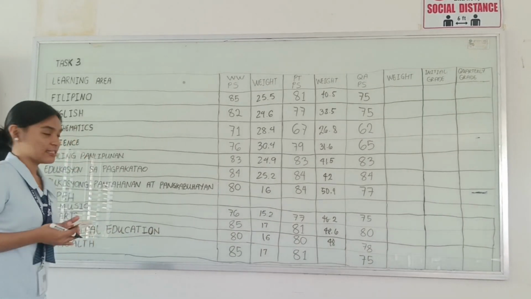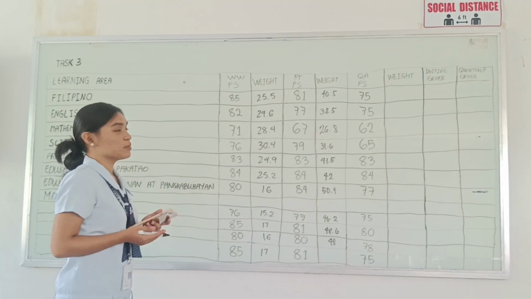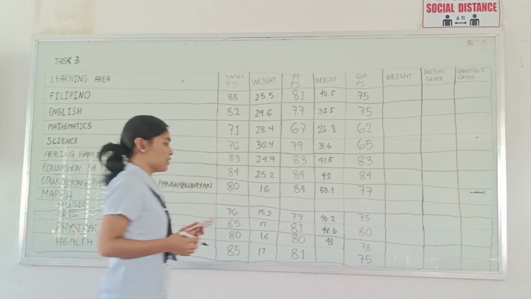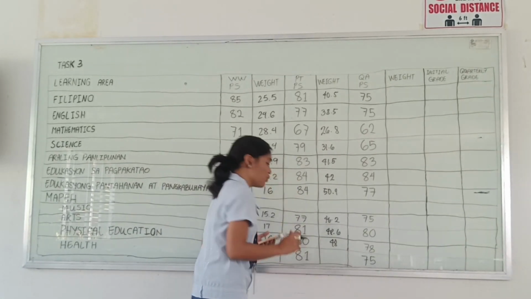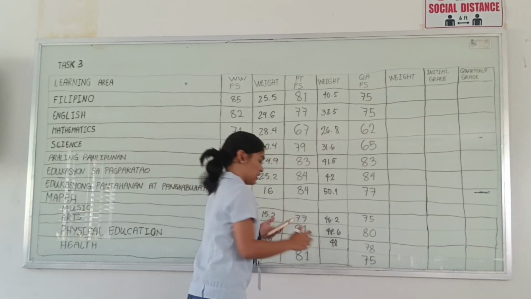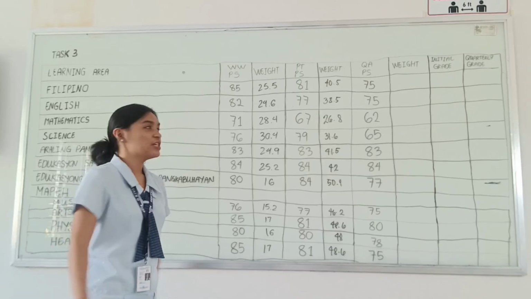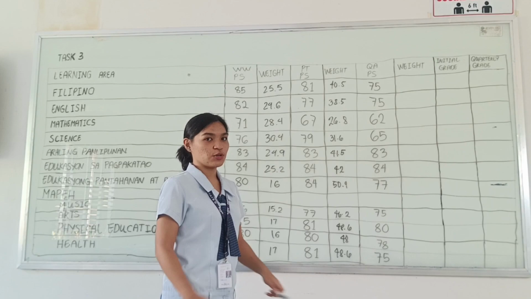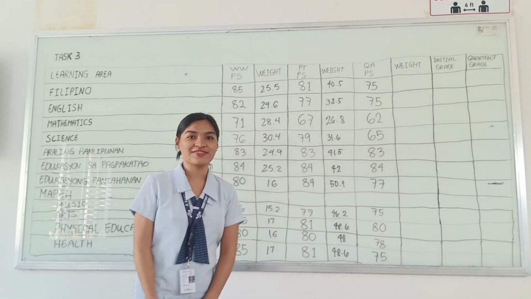Next and the last is health. His partial score is 81, so we will multiply it by 60% to get his weighted score. So 81 times 0.60 is equal to 48.6. So this is the weighted score for the performance task.